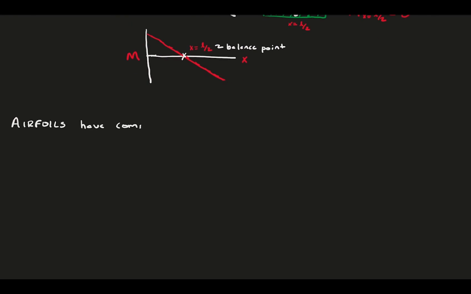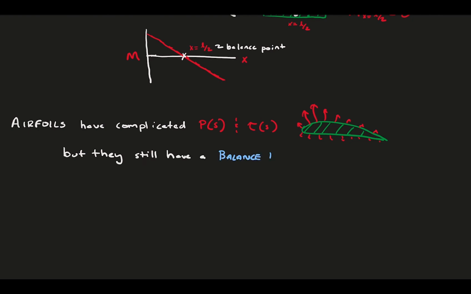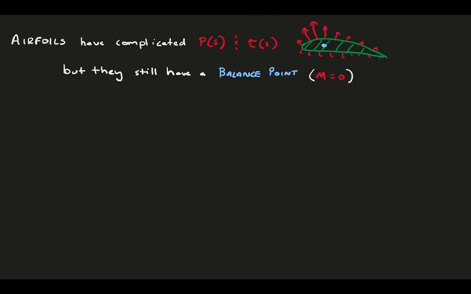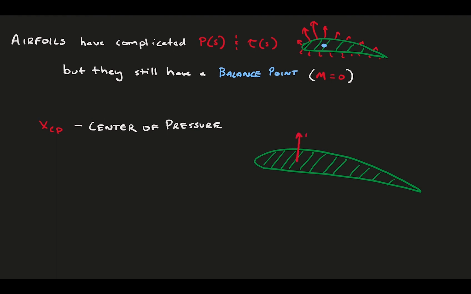Although airfoils have much more complicated load distributions, they also have this balance point where there is no moment. This point is called the center of pressure. So, let's sketch a foil and try and eyeball where our forces are centered and assume that the center of pressure is somewhere along the chord. We need to find some way to calculate the XCP from what we know already.